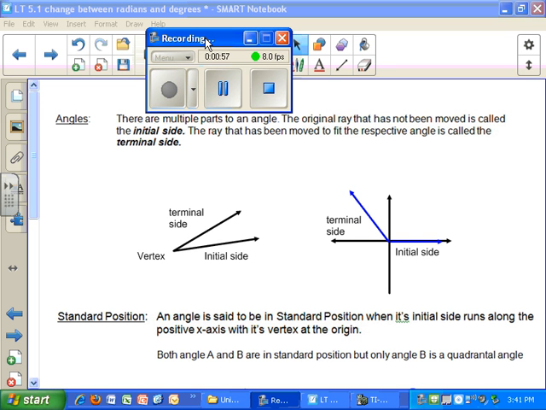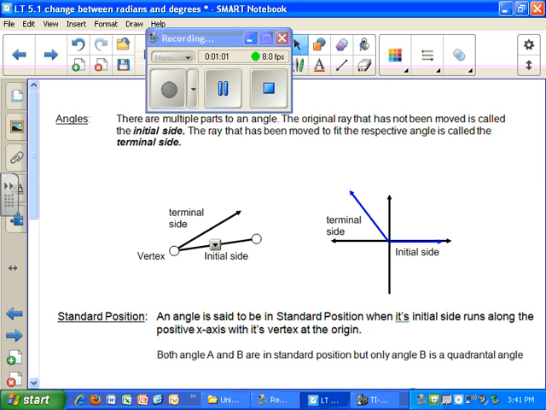There's multiple parts to an angle. There is the original ray, that's also called the initial side. That ray does not move. That will stay in place. And then the terminal side is this angle that decides actually if it's going to be a smaller angle or a larger angle. That angle is called the terminal side.